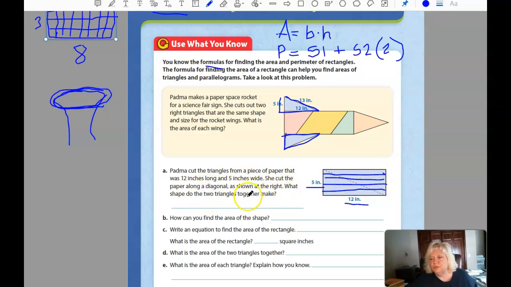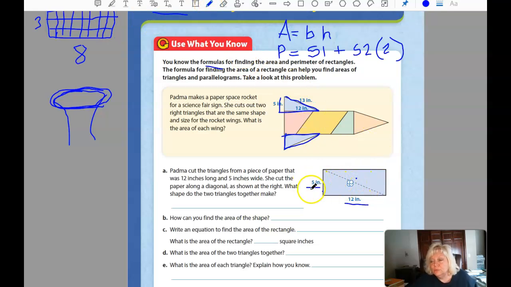What shape do the 2 triangles make together? Well, if I go back and take out all of that stuff I just put in there, let's see if that does it. Okay, take out all those lines. What we're noticing is that the 2 triangles together make a rectangle, and that's important for us to keep in the back of our mind. 2 triangles make a rectangle.